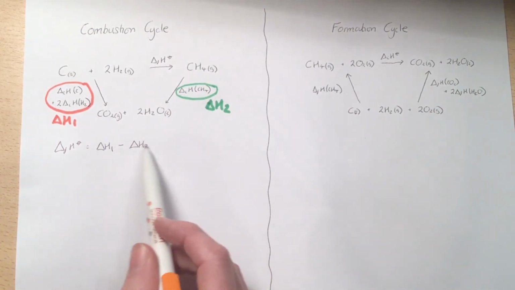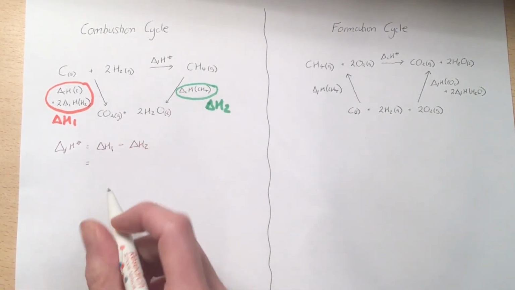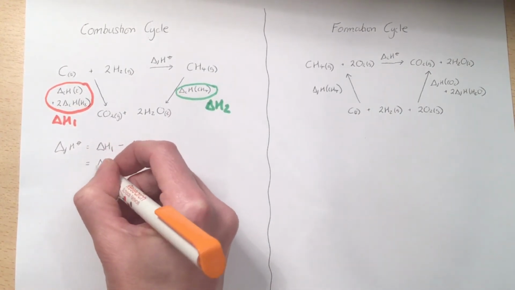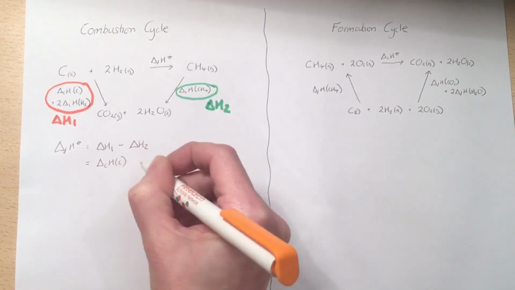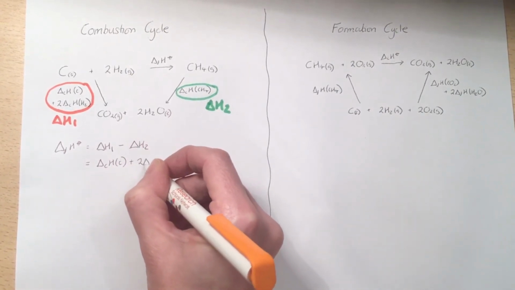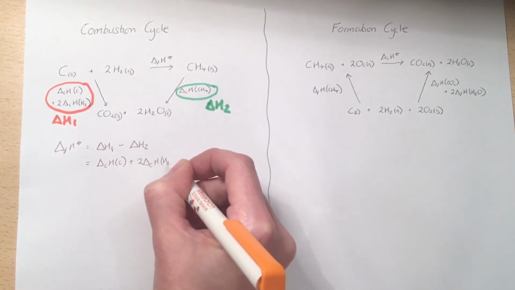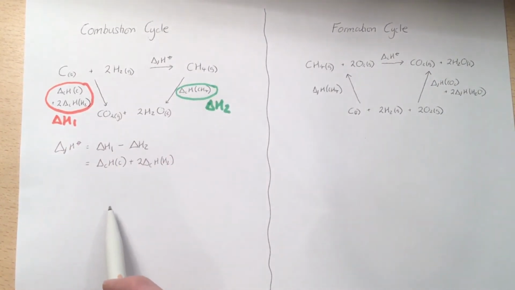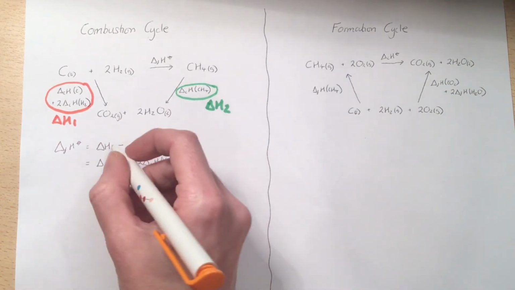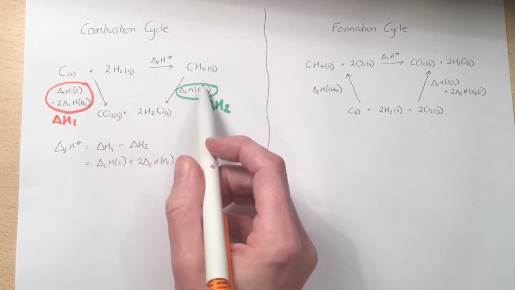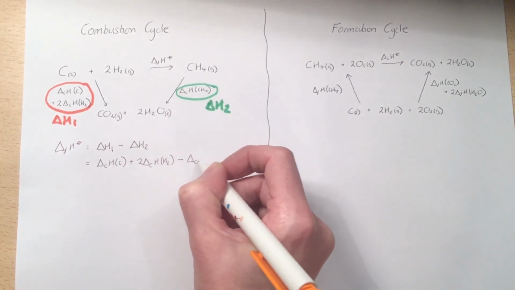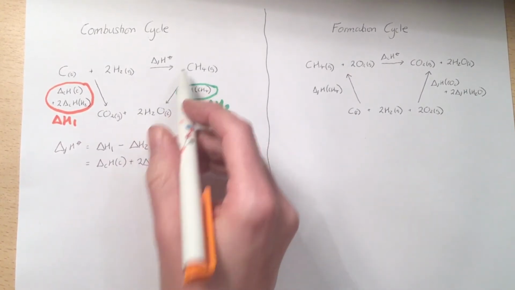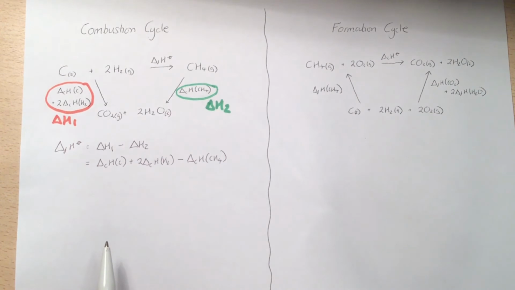And then if we put in the more specific examples, so delta H1 is the enthalpy of combustion of carbon plus 2 times the enthalpy of combustion of hydrogen, because we've got two hydrogens making two waters. And then minus the delta H2, which is this one here, and that's the enthalpy of combustion of methane, only one of those because we've only got one methane.